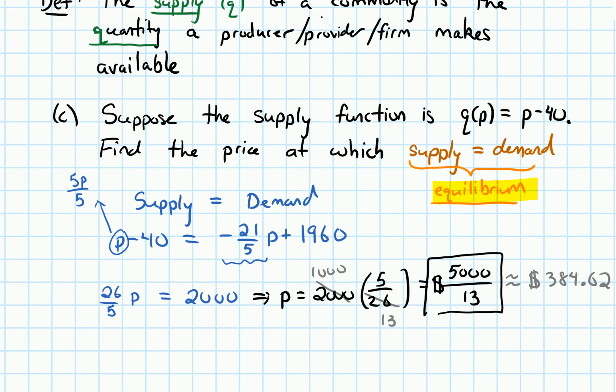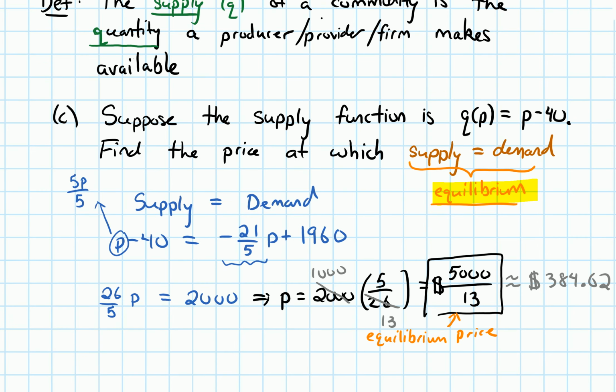Okay. So the price at which equilibrium happens, we call that the equilibrium price. And this is the price at which equilibrium occurs. It's the price at which the supply and the demand are equal. All right, so let me highlight that as well. Let's highlight this term, equilibrium price.